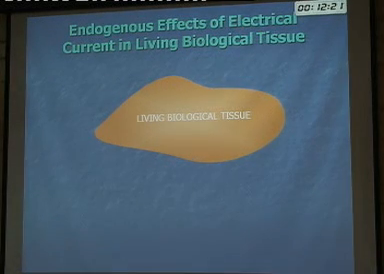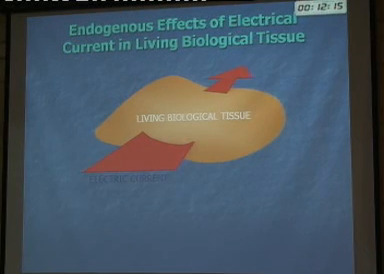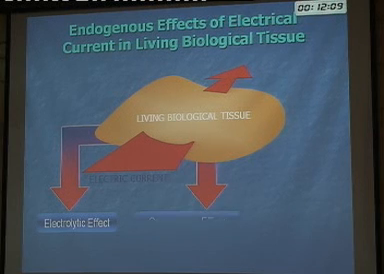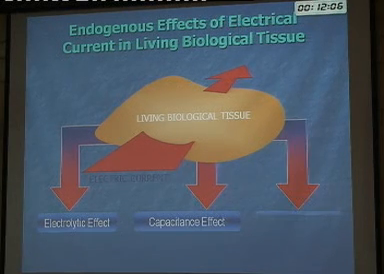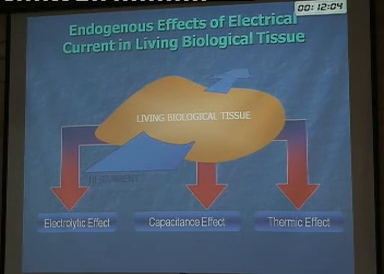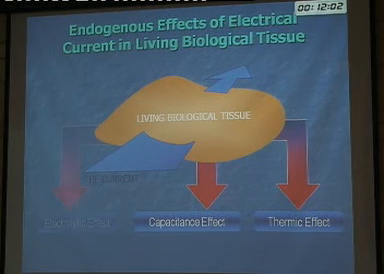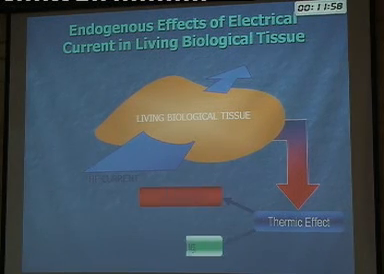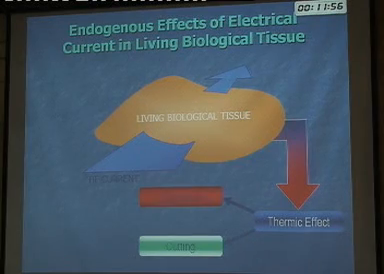Now let's see the effect of electrocautery on biological tissue. Applying the normal electric current to biological tissue will induce an electrolytic effect, a capacitance effect, and a thermal effect. However, with applying high frequency current, only the thermal effect will be left, which will lead to coagulation and or cutting.